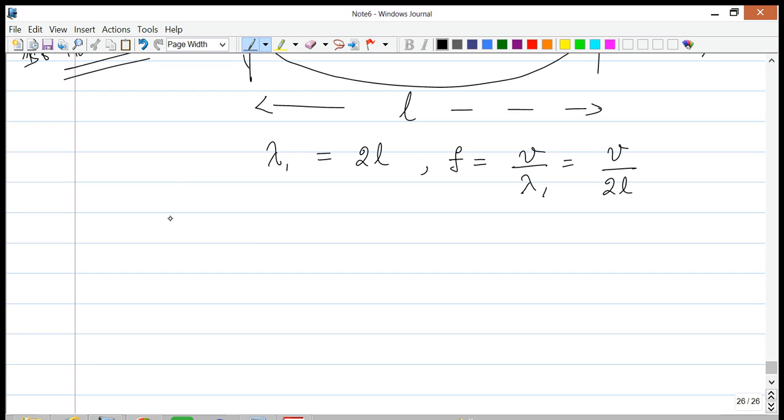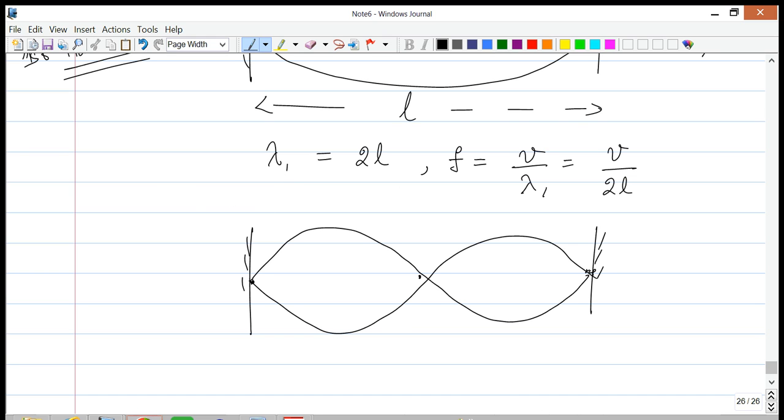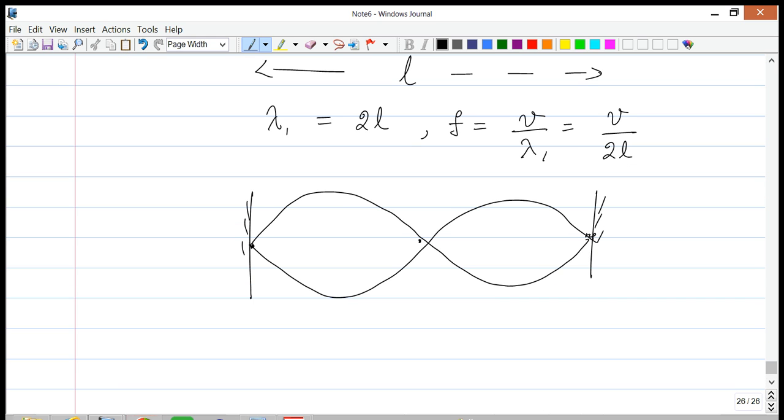Now we can play the game and keep getting all our other harmonics. The second harmonic is once again going to have the two nodes at the ends. Now we can add one more node in between. What we end up getting is something that looks like this. Once again, the speed of the wave is the same, provided the tension and the mu are the same. We call this the second harmonic.